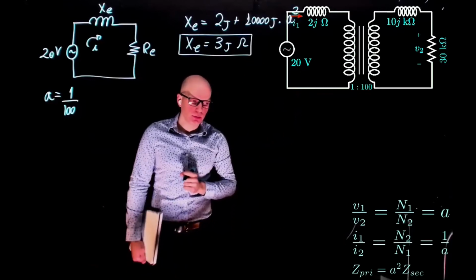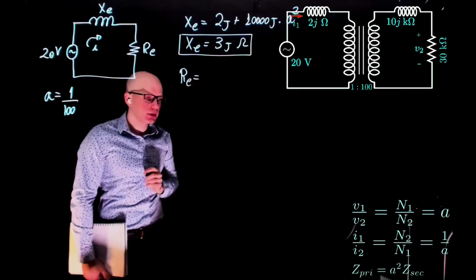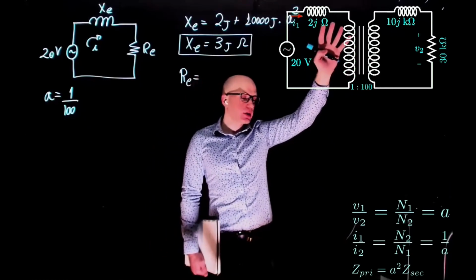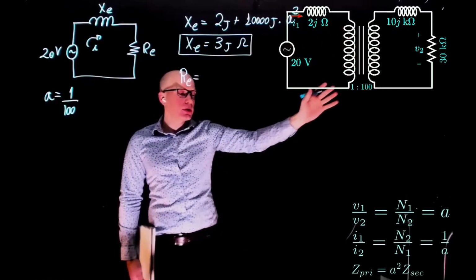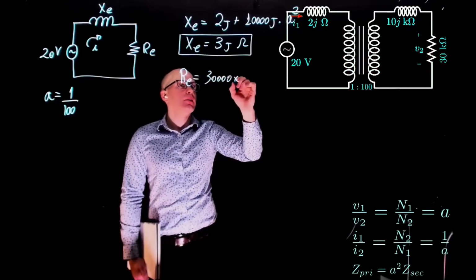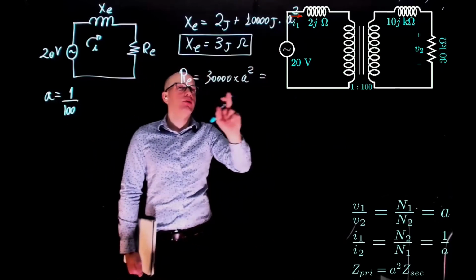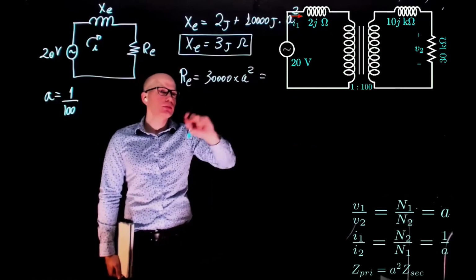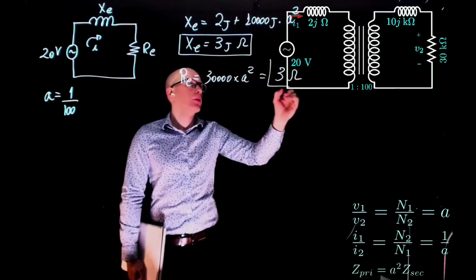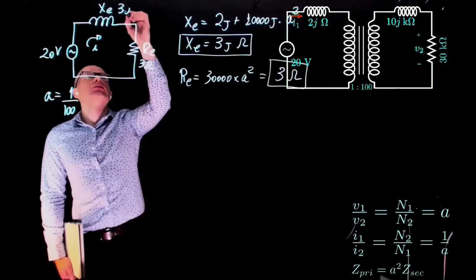What is R equivalent? The primary doesn't have any resistance itself, so it's simply the load referred to the primary: 30K times A squared. A is 1 over 100, so A squared is 1 over 10,000. It's 3. Okay, so 3 ohms and 3j.